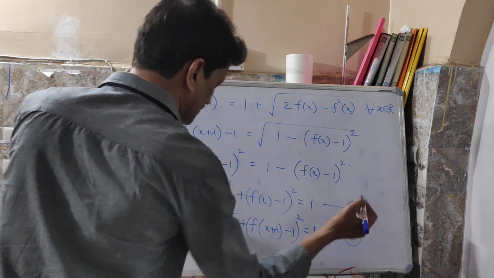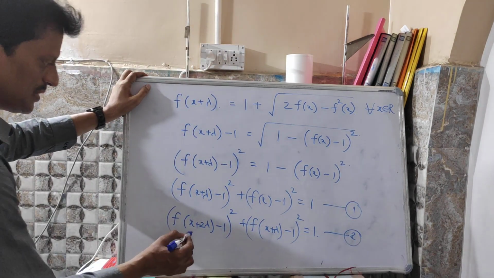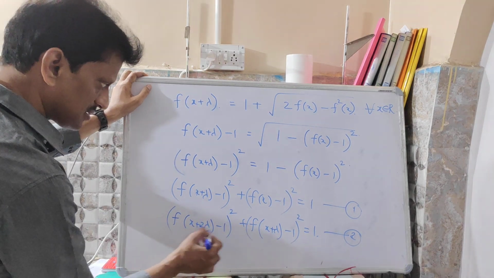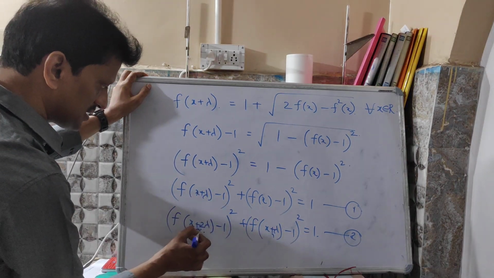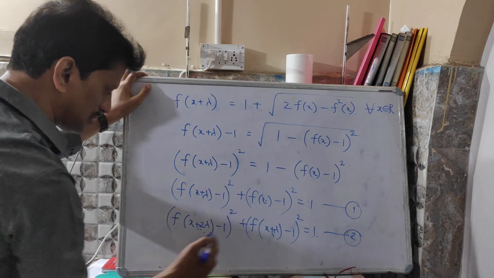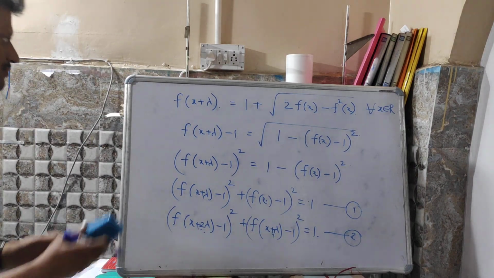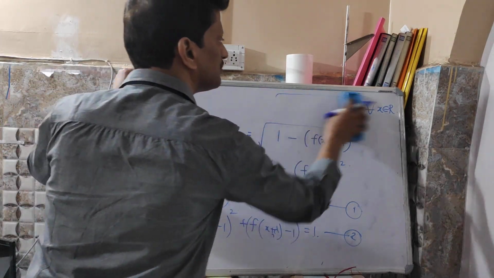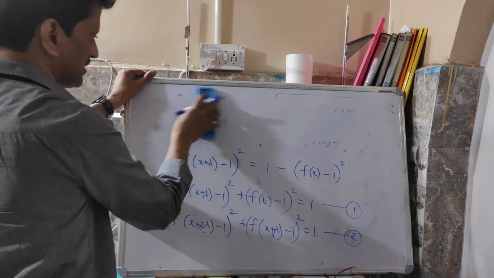On subtraction of these two equations हमको क्या मिलेगा? ये this and this cancel हो जाएगा, this minus this equal to 0. मतलब I'm writing on the top. अभी क्या बचेगा इसमें?